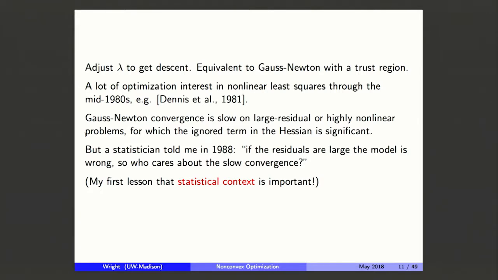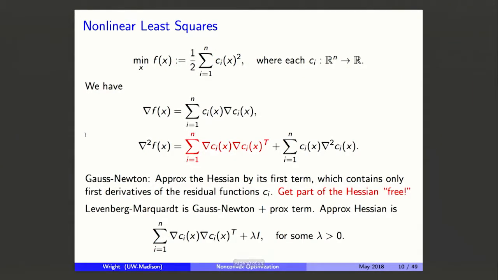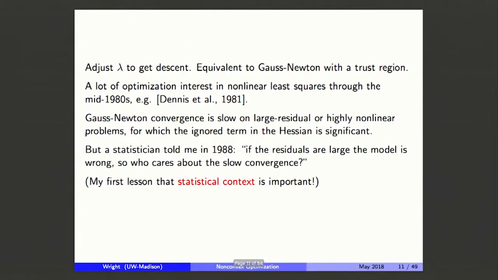The reason I brought this up was that back in 1988 I was in a thesis defense in a statistics department. The student was using Gauss-Newton, and I said, well, Gauss-Newton is known not to be very fast, at least asymptotically, in the case where the residuals are large at the solution, because then this term is not a very good approximation to the Hessian. And one of the other people on the committee said, well, if you've got a large residual solution, then the model is wrong, so who cares about slow convergence?